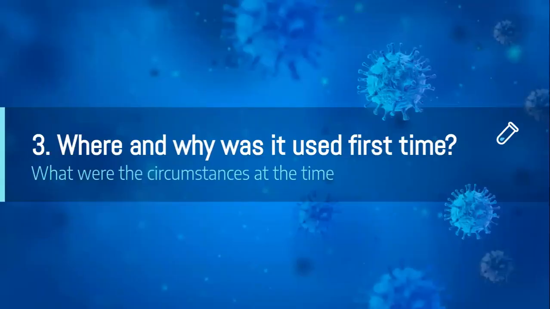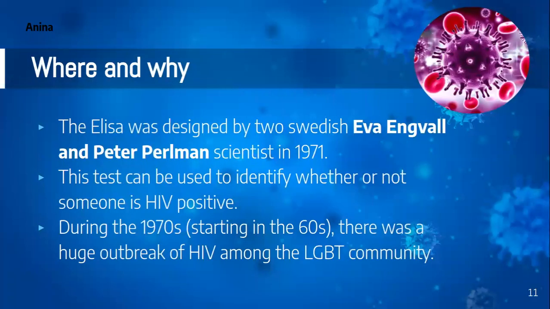Okay, so where and why was it first used? And what were the circumstances at this time? The ELISA was designed by 2 Swedish scientists, and it was used to identify whether or not someone was HIV positive. It was made in 1971, and during the 1970s, starting in the 1960s, there was a huge outbreak of HIV, specifically among the LGBT community and among drug users.